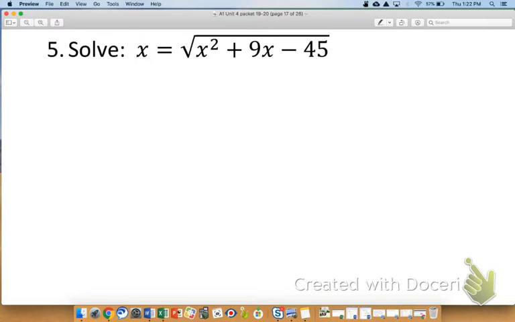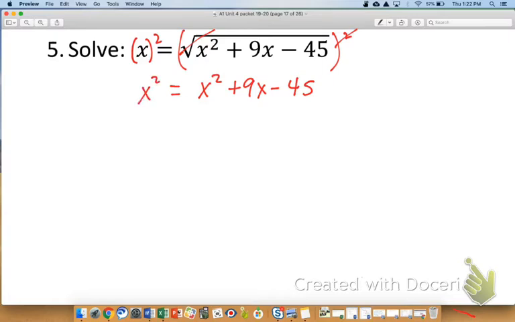So I square the left side, and I square the whole right side. What happens on the right side? The square root goes away. Square root and squared cancel each other out. So I get x squared plus 9x minus 45. What happens on the left side? It's just x squared, right? X squared is x squared.